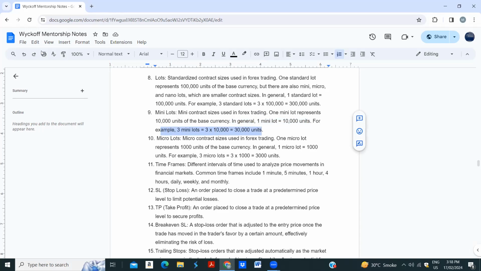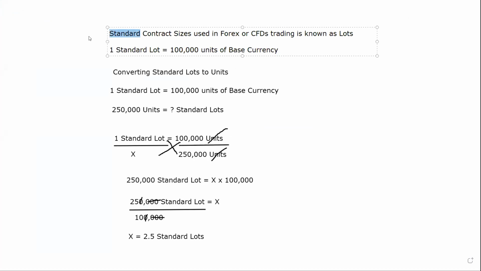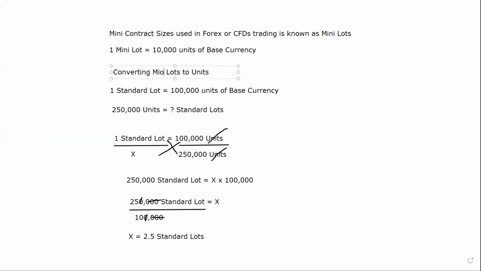Okay, so I will just change its definition. Mini contract sizes used in forex or CFD is known as mini lots. Okay, one mini lot is equals to 10,000 units of base currency. Now converting mini lots to units. So by definition, we have one mini lot is equals to 10,000 units of base currency.